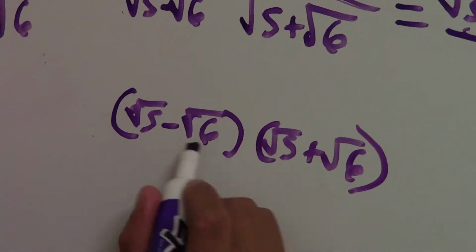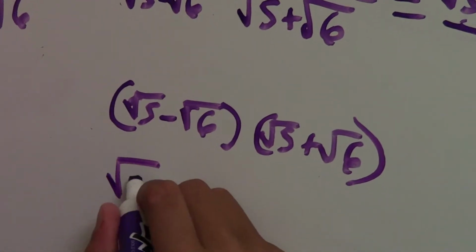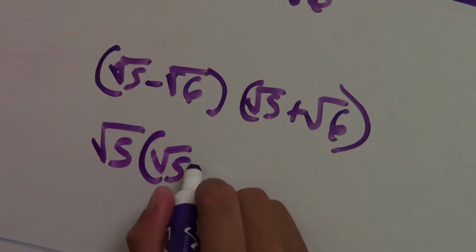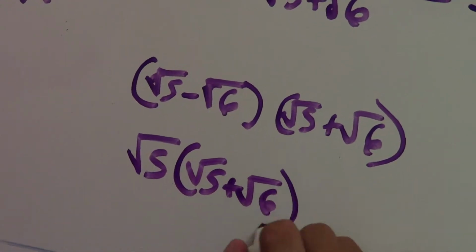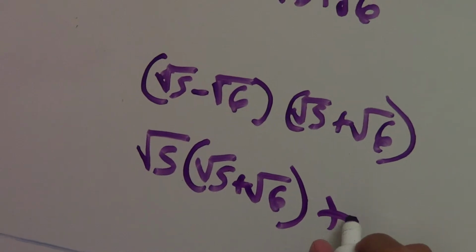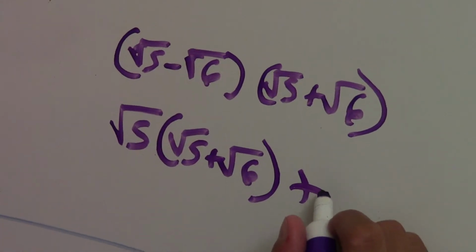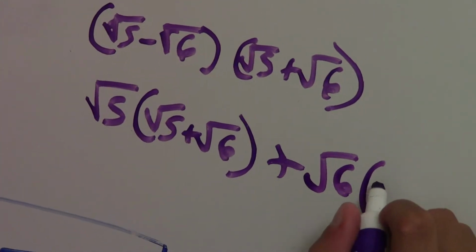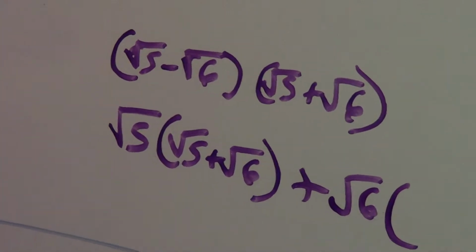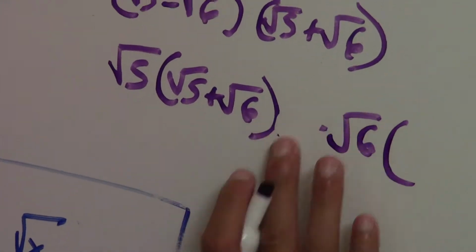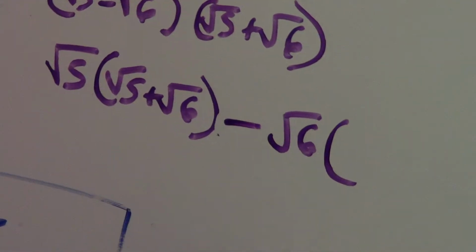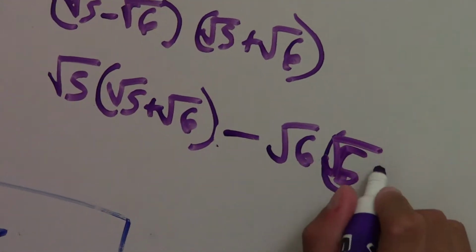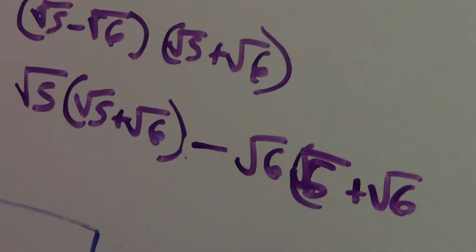Which then, after that, we can do the distributive property. Square root of 5 times the square root of 5 plus the square root of 6, plus square root of 6. Oh, there is a minus square root. Yeah, or plus minus square root of 6. Minus. Okay, go. 5 times the square root of 5 plus the square root of 6.